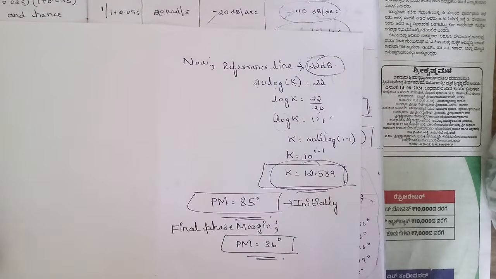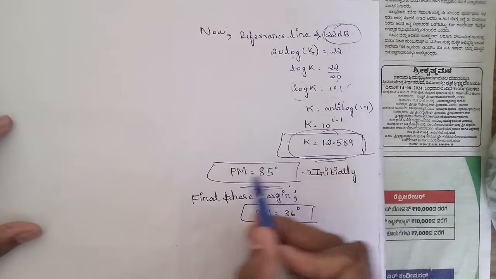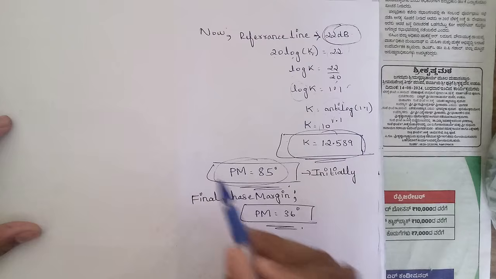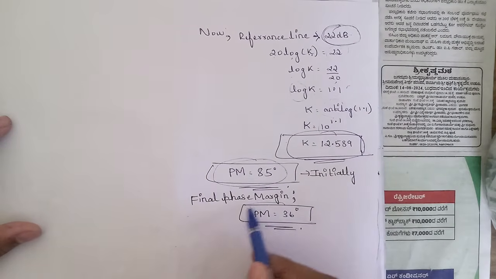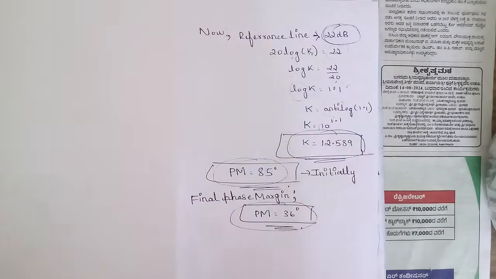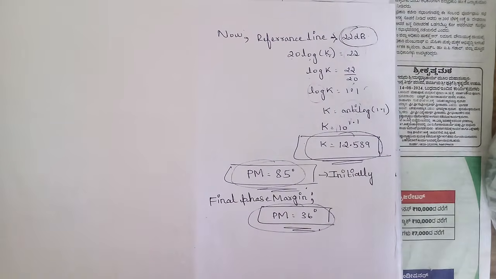Okay, in this way we should be finding the value of k. And the initial phase margin I got is 85 degree, and the final phase margin from the plot we have seen is 36 degree. Okay, so this is a very important problem, so please note it down.